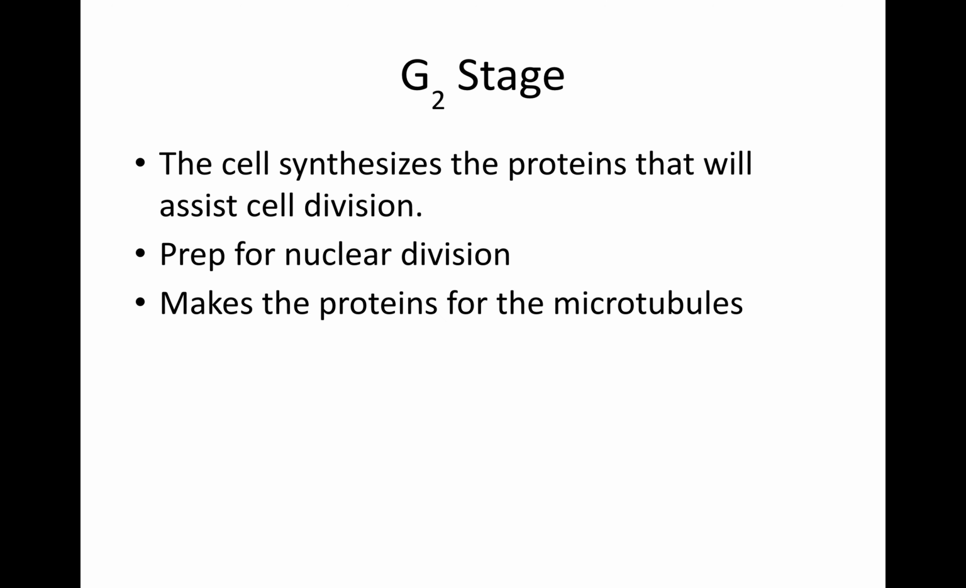All right, so G2 stage is the last stage or phase. Your book says stage, but sometimes I'll say phase. I'm sorry if that messes you up. But in interphase, this is the last one. This is where the cell synthesizes the proteins that will assist in cell division. So it's prepping to have a baby, okay? This is the prep. So when I say on your test, what's G2, you're going to say prep for nuclear division. You're prepping for the nucleus to divide.